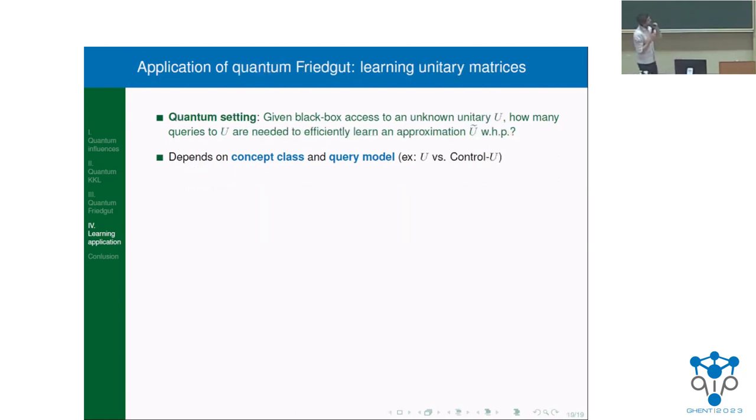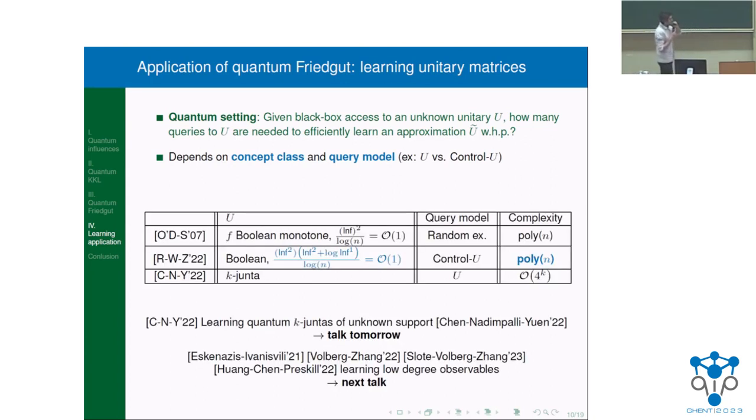using our quantum Friedgut. And in the quantum setting, now we are given black box access to a unitary U. And the question is as before, how many times do we have to query this unitary so that we can learn a classical description of a good approximation of this unitary, which I would call U tilde here, with high probability. Again, it depends on where the unitary lives and how you actually query that unitary. You can think, for example, of just querying the unitary on the states that you choose, or maybe entangled states. In the case where you query U, you can essentially assume that you have access to the Choi matrix, or you query something a bit stronger, you can query the controlled unitary, control U.